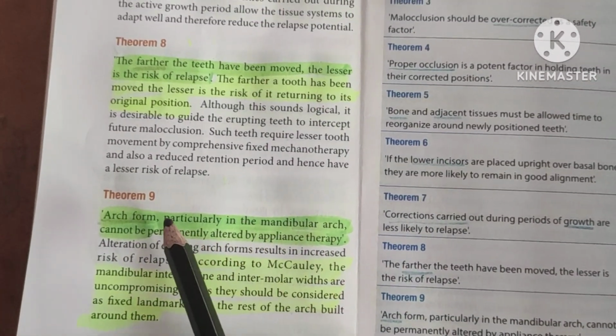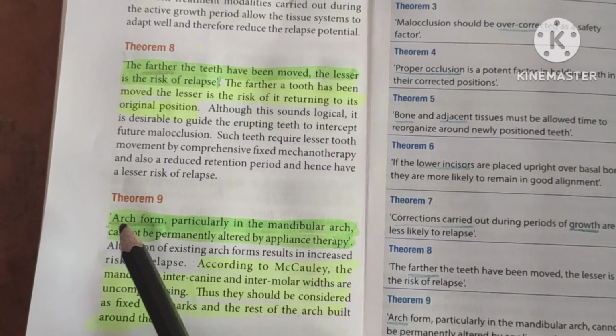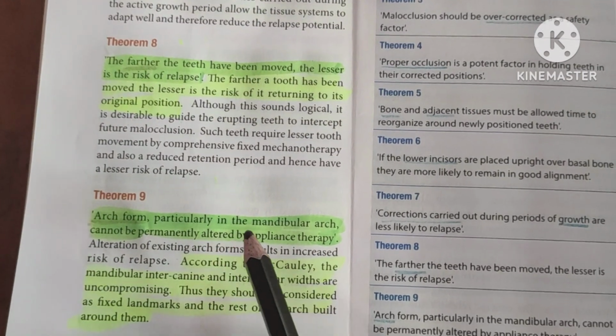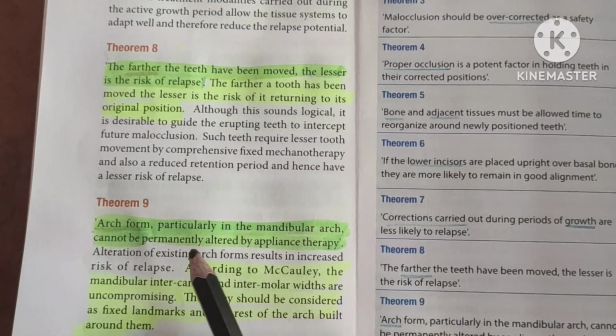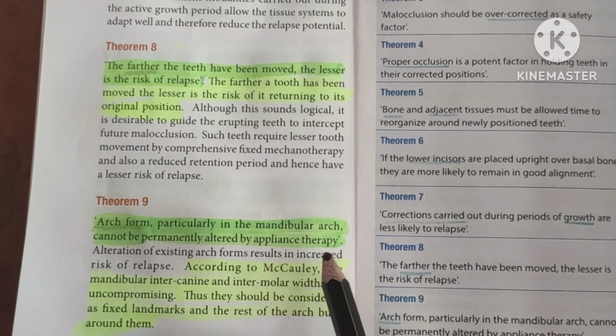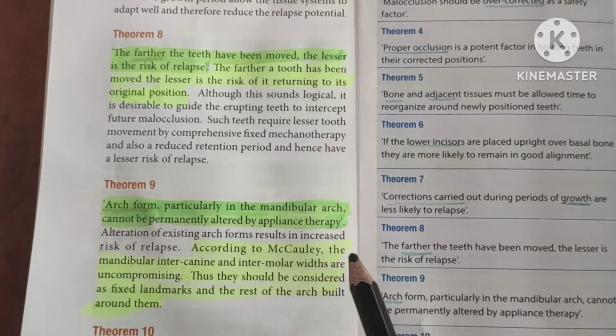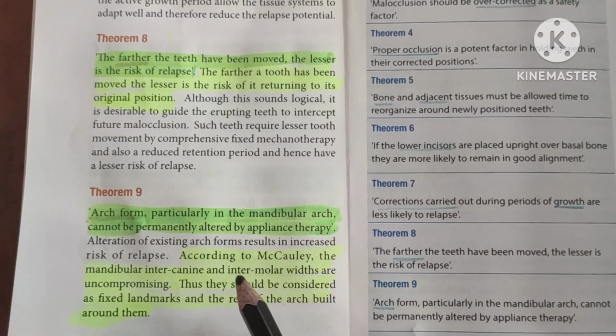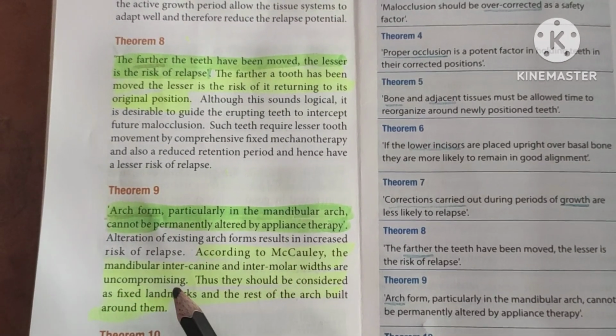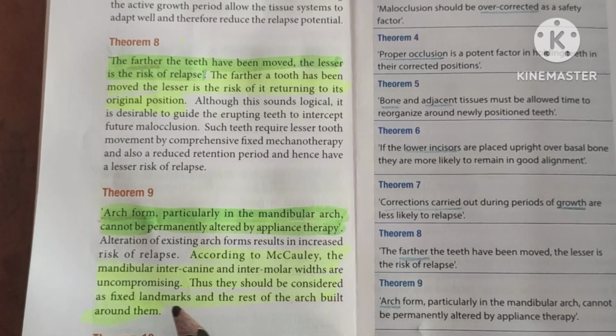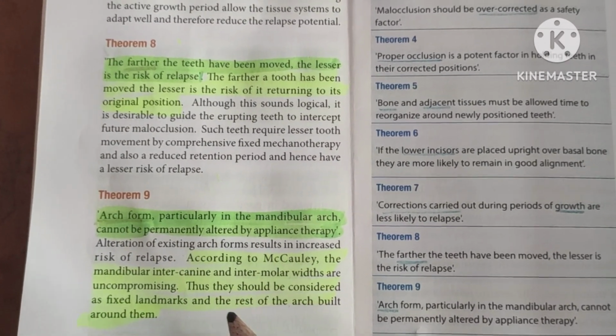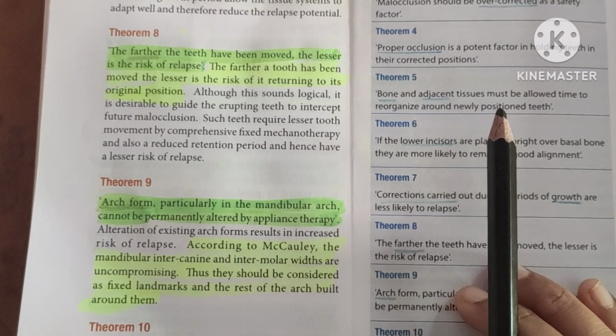Now, theorem 9, which is A. A means arch form, particularly in the mandibular arch, cannot be permanently altered by the appliance therapy. According to Macaulay, the mandibular intercanine and intermolar widths are uncompromising. Thus, they should be considered as the fixed landmarks and the rest of the arch built around them.